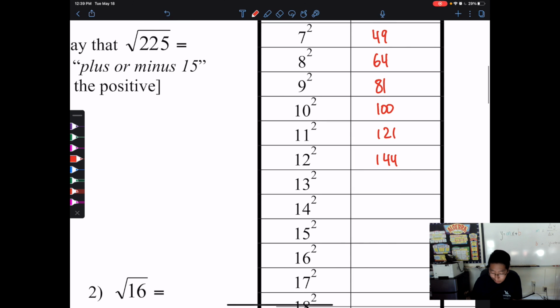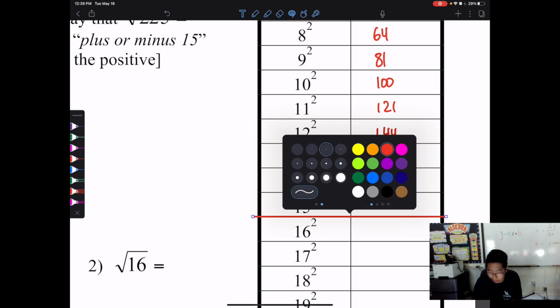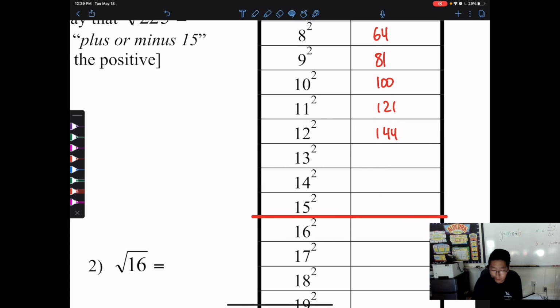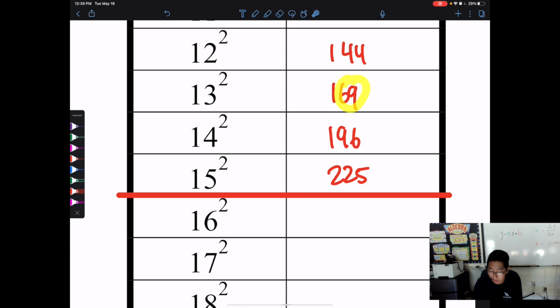Now I want you to draw a line right here after 15 squared, because I would like you to memorize up to this point. I'll make this a little bit thicker. I won't tell you what the rest are, but I'd like you to memorize up to 15 squared. Let's keep writing down the perfect squares: 169, 196, and 225. I think you can memorize these. 169 and then 196, the numbers just get flip-flopped, which should help you memorize these two. And 225 is not a hard number to memorize.